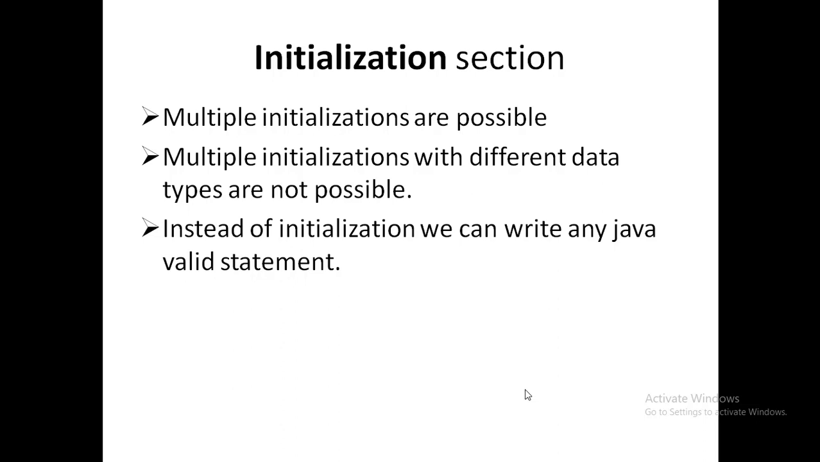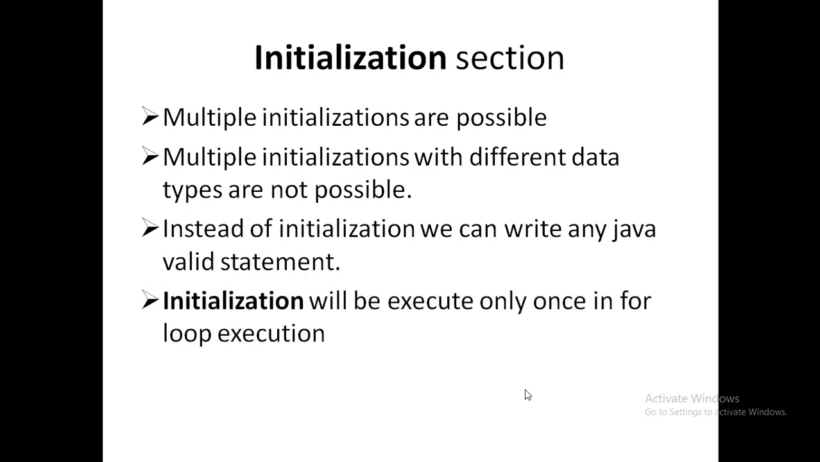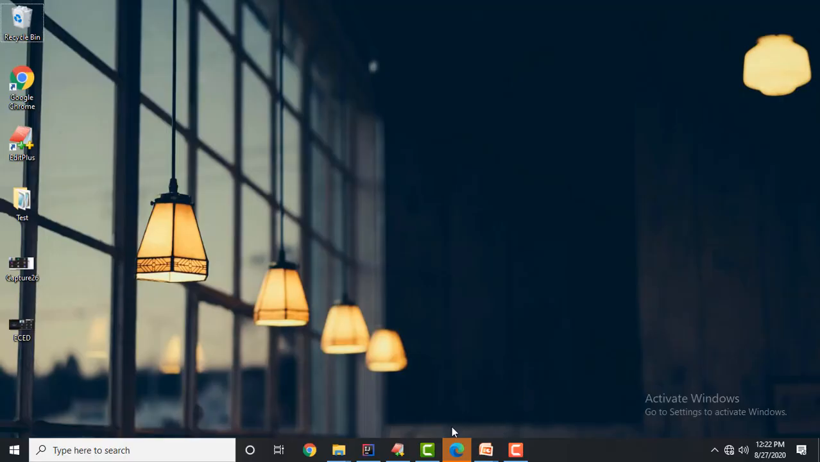Instead of initialization, we can take any valid Java statement. We will see that part also. Initialization will be executed only once in a for loop. As we discussed, the initialization section will be executed only once in a for loop. We will see this with an example.